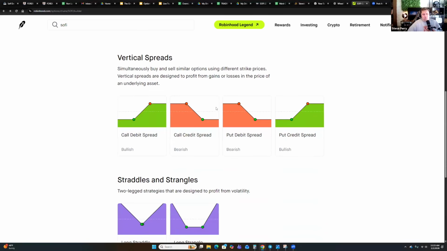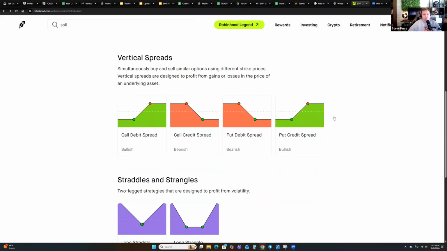You can also do what's called vertical spreads, which we have not talked about. We have a unit coming up on vertical spreads soon. Basically, this is where you can buy call debit spreads, put debit spreads, call credit spreads, and put credit spreads. And we'll show you what each one of those are.